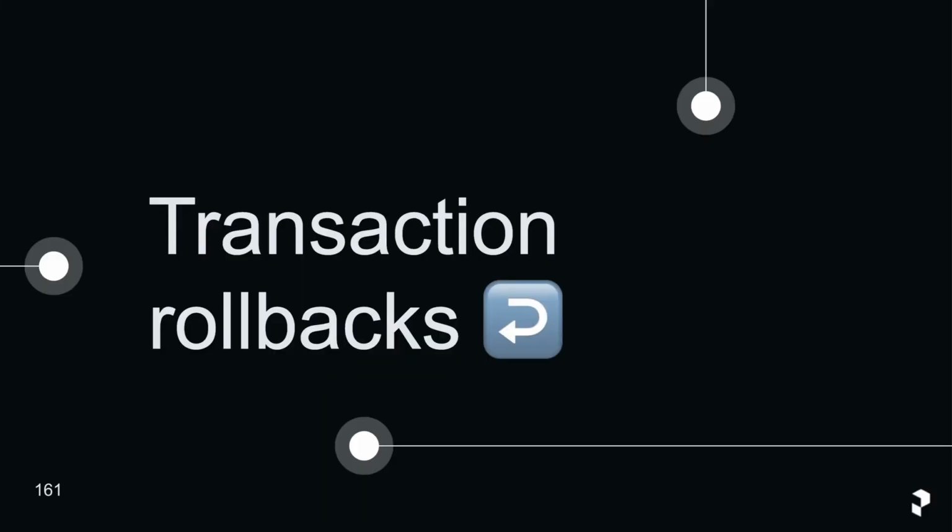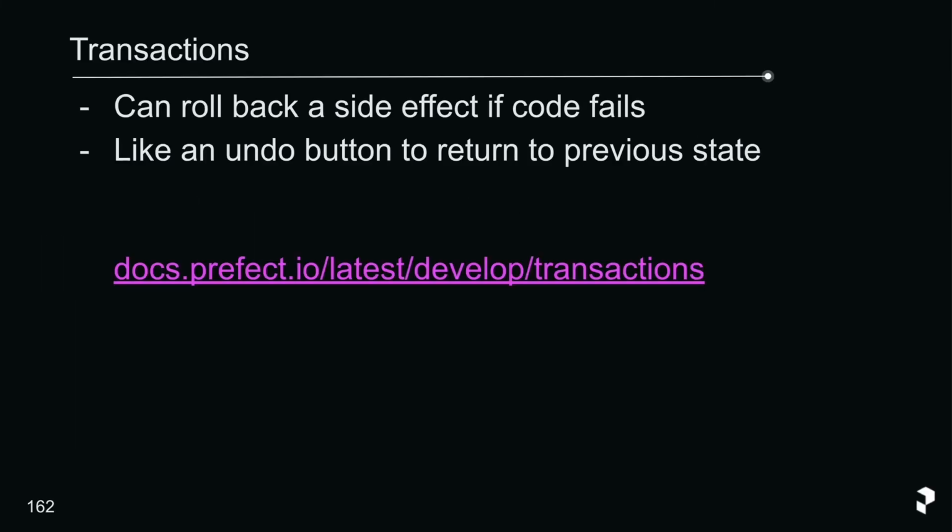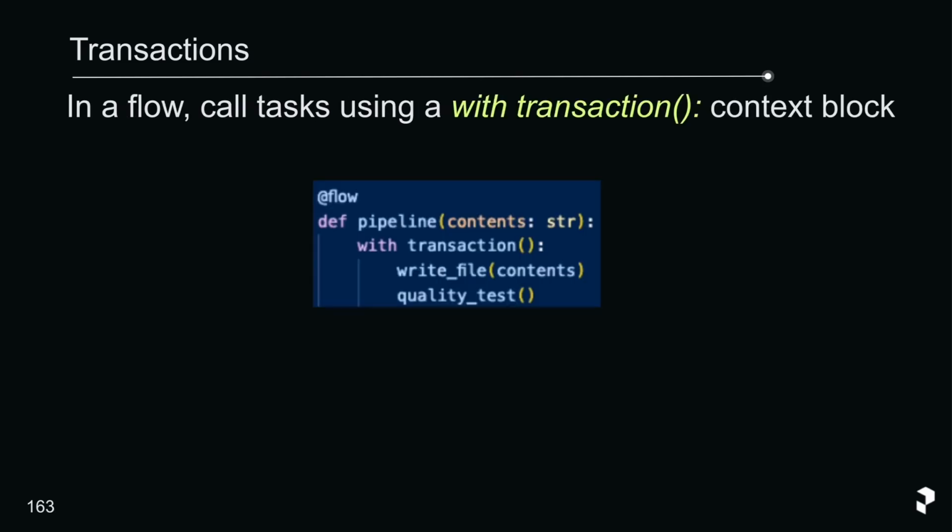Now let's talk a little bit about transaction rollbacks. What are transactions in Prefect? Transactions allow you to roll back a side effect if code fails. You can kind of think of it as an undo button to return to the previous state before the code even executed. And you can learn more about them in the docs. We're going to walk through an example of how to use transactions in the next couple slides.